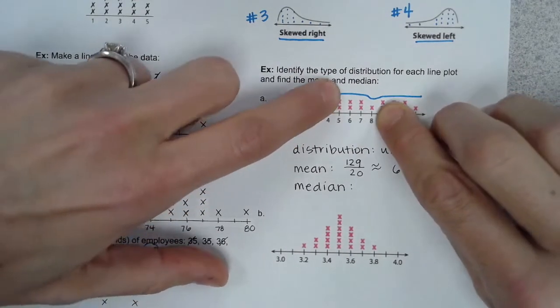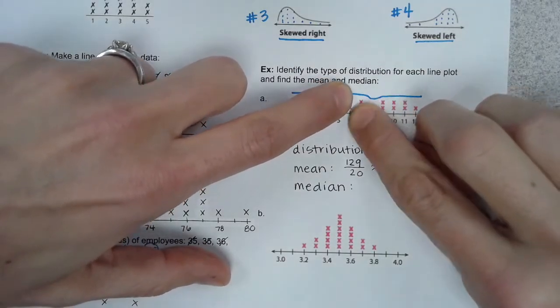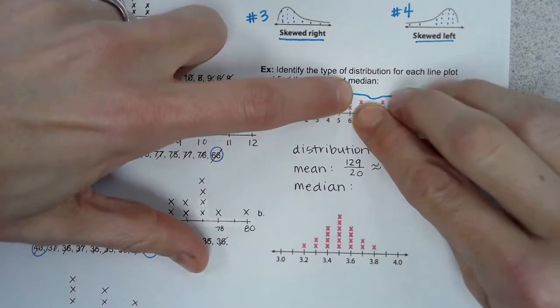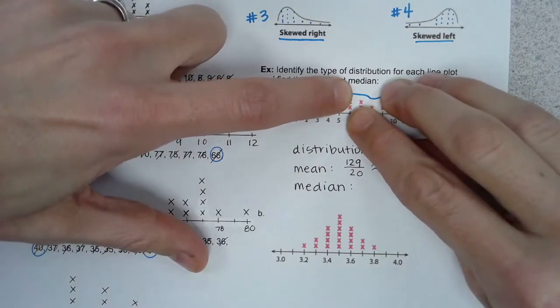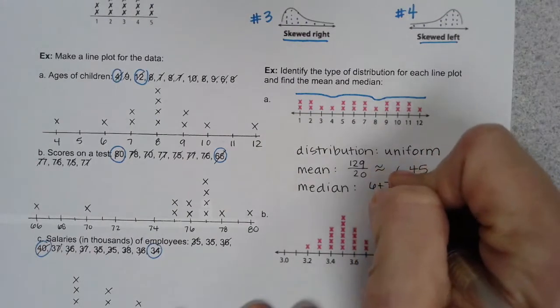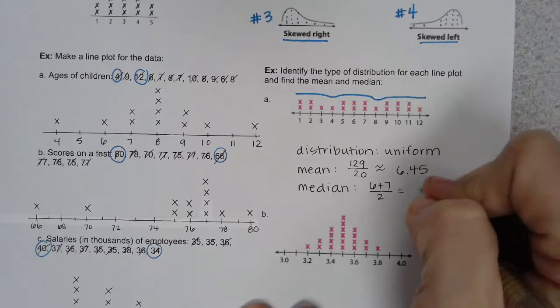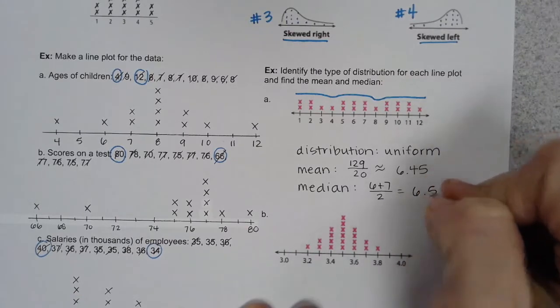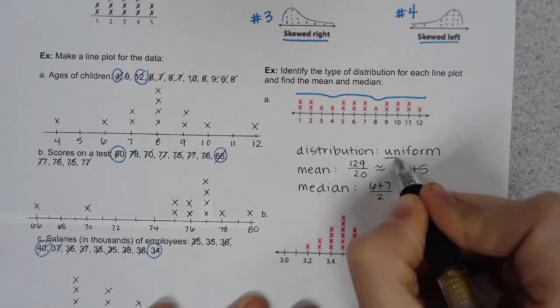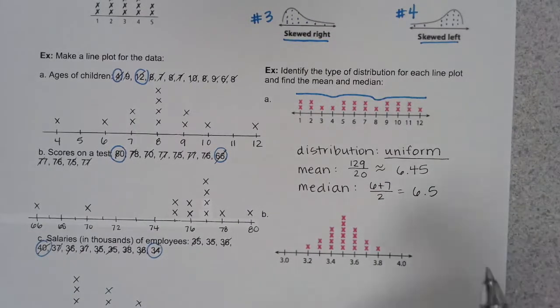1 and 1, 1 and 1. It's kind of hard to keep track of where you are. And so the last 2 numbers that would be in the middle, not covered up, would be a number 6 and a number 7. And so to figure out the median, it's going to be halfway in between 6 and 7. So you would do 6 plus 7 divided by 2, which would give you 13 divided by 2, which would give you 6.5. So again, for this first example, it had a uniform distribution. The mean was 6.45 and the median is 6.5.